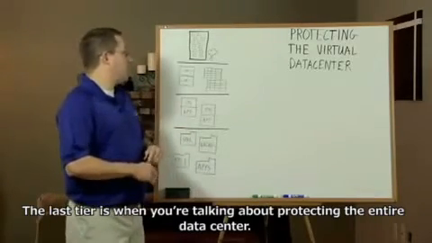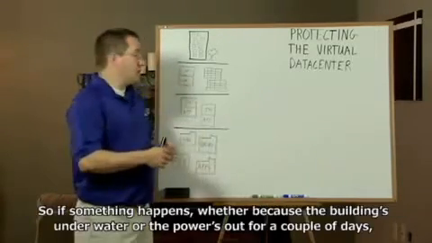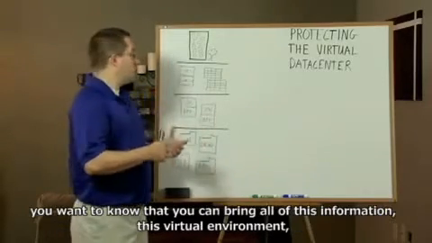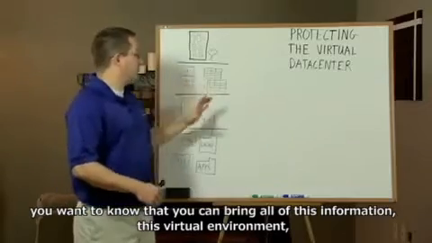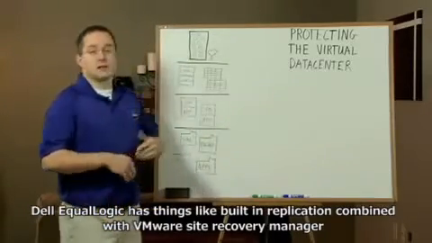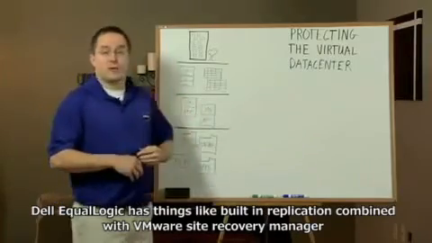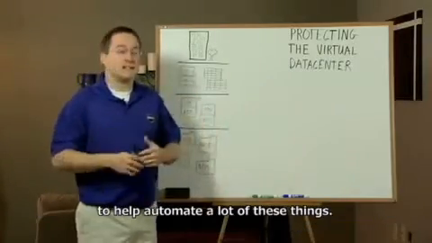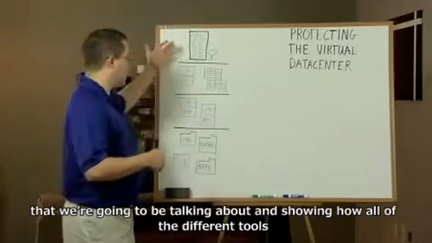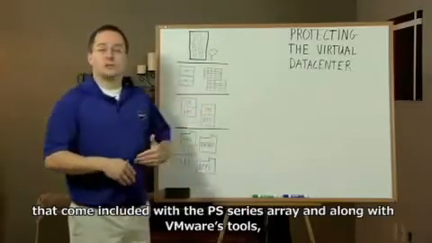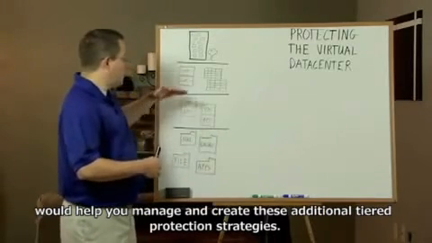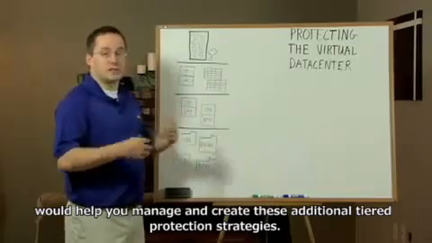The last tier is when you're talking about protecting the entire data center. So if something happens, whether because the building's underwater or the power's out for a couple of days, you want to know that you can bring all of this information, this virtual environment, online over here at your disaster recovery point. Dell EqualLogic has things like built-in replication, combined with VMware Site Recovery Manager to help automate a lot of these things. So these are the 4 tiers of data protection and disaster recovery that we're going to be talking about, and showing how all of the different tools that come included with the PS Series Array, along with VMware's tools, will help you manage and create these additional tiered protection strategies.